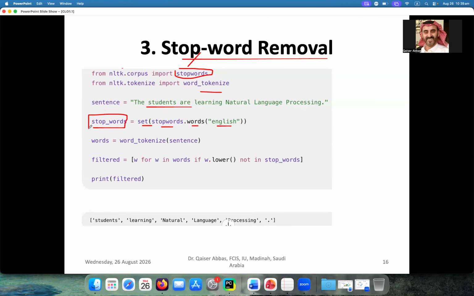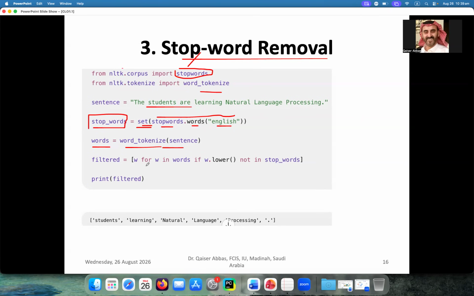English stop words are now, you can say, set. Set is again a method. We are calling the method with this whole thing becoming an argument into it. Take this as an object-oriented programming language, and then you will understand. And then after that, word_tokenize, we are passing this sentence into it. It will be converted into words.